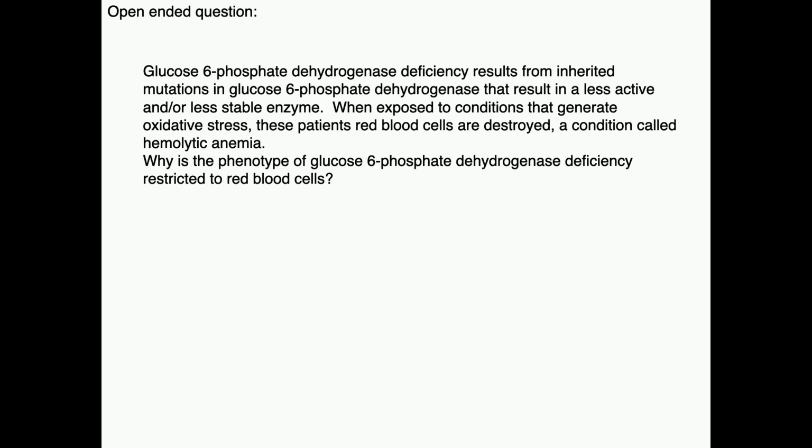Let's talk about this for just a moment. So glucose 6-phosphate dehydrogenase, that enzyme is expressed in every cell in our body. Right? But people with glucose 6-phosphate dehydrogenase deficiency, the deficiency manifests itself only in red blood cells. So when you get oxidative stress, you get hemolytic anemia rapidly. So why do you think that is?